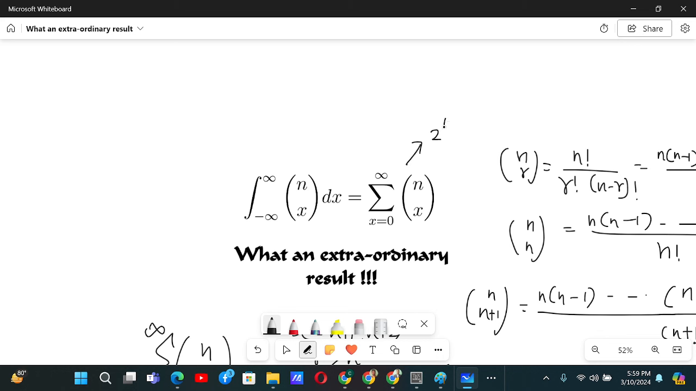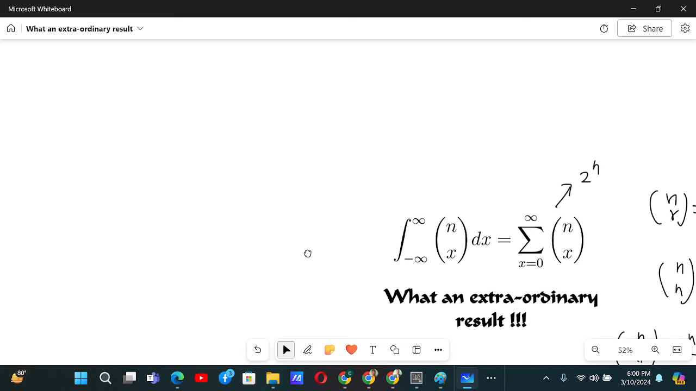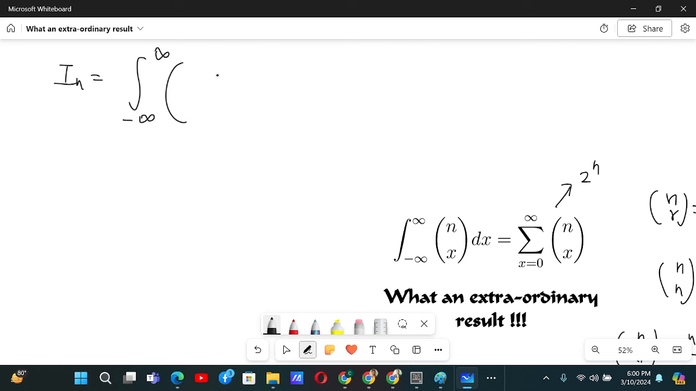Yeah. But now let's try to prove that this integral is also 2 to the power n. How do we do that? So for that, let me denote this integral by I of n. I of n is the integral from minus infinity to infinity of n choose x dx.